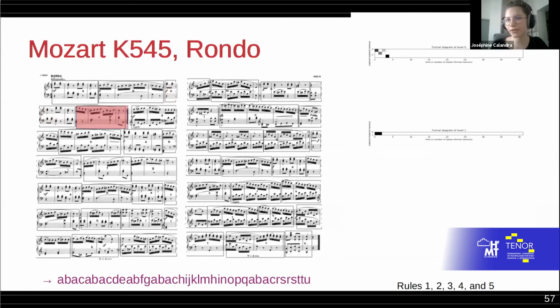So D is heard and the structures are updated accordingly. A is heard again, so there is a structuring operation and we create a new state in the second formal diagram. The concatenated object here, AC, is different to the concatenated object AB, so it's a new material that is added to the second level of the formal diagram. So we keep going.